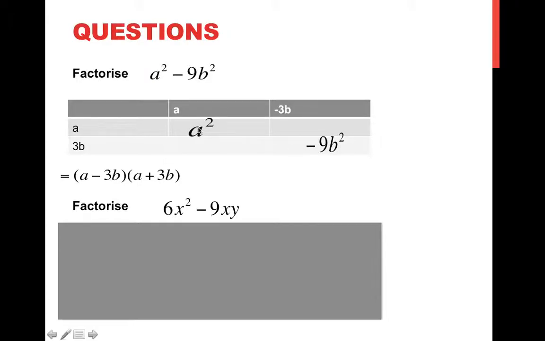So what makes a squared? A and a. What makes minus 9b squared? Minus 3b and plus 3b. So a take away 3b here, bracket, a plus 3b. So you'll notice when you start a new column, it's a new bracket. So this column here, bracket, and then this, a new bracket here.